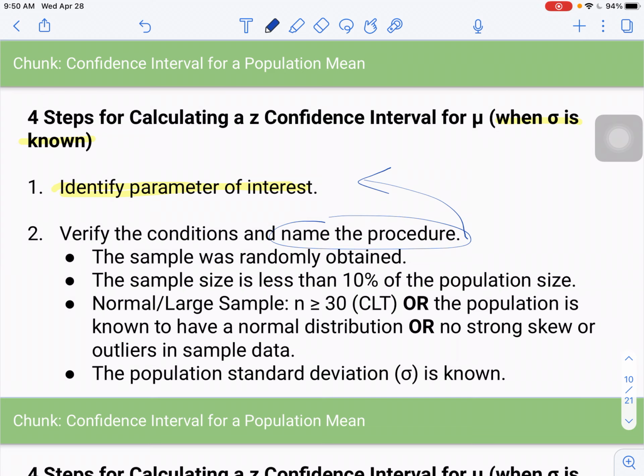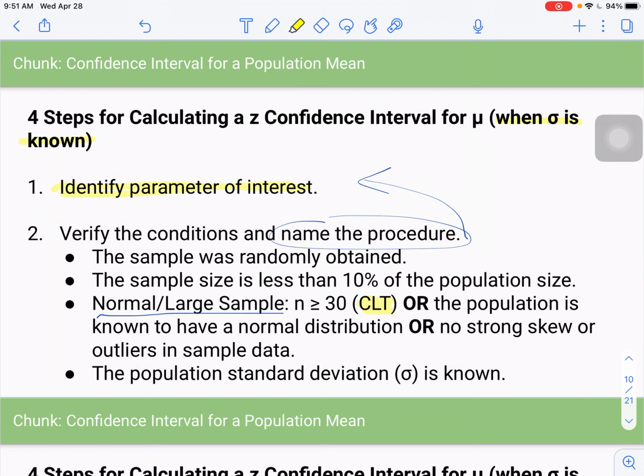The sample was randomly obtained, just like we always have that condition. Second condition, sample size less than 10% of the population. Again, we always have that 10% rule. And then we also need to make sure that we have a large enough sample to justify a normal distribution. If you remember back to when we were doing sampling distributions for x bar, we had the central limit theorem, CLT, that if you have a large enough sample, you're going to have a normal sampling distribution.